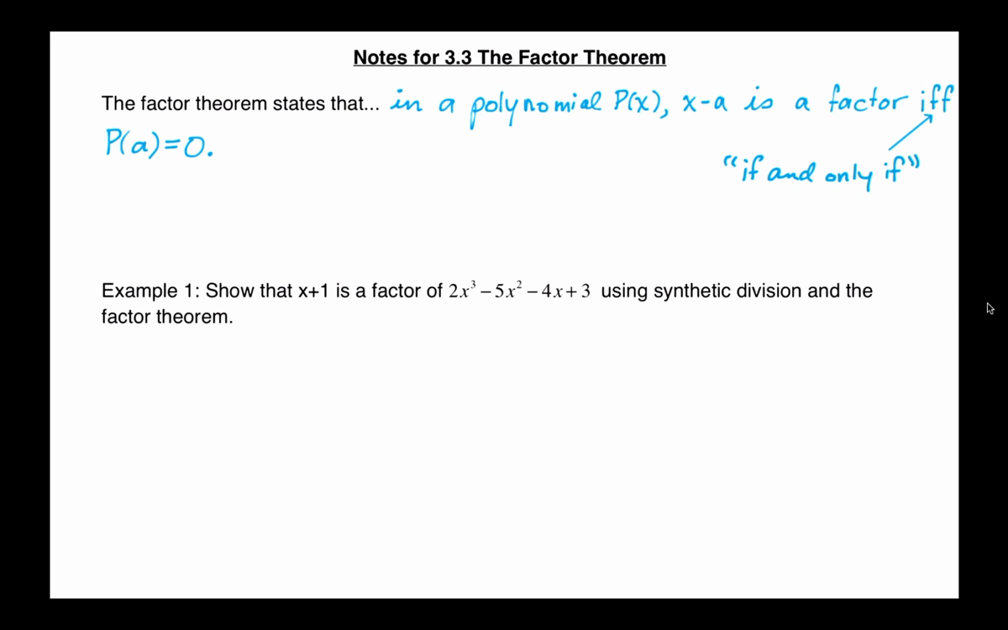This is a bidirectional statement, and it means that if x minus a is a factor, then p at a is going to be equal to 0. And likewise, if p at a is equal to 0, then x minus a will be a factor.